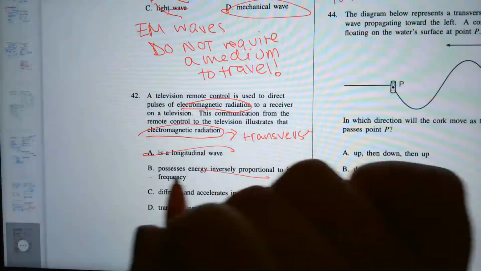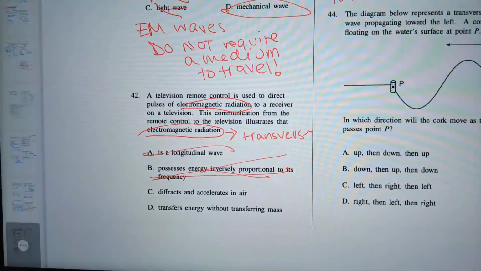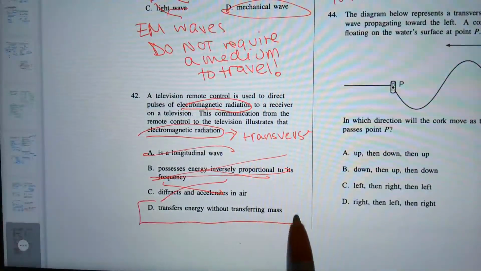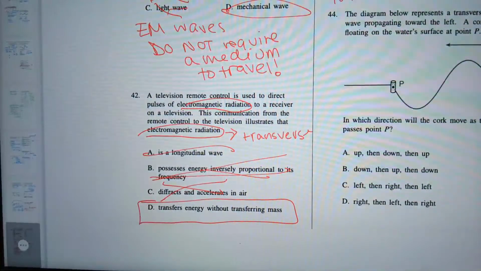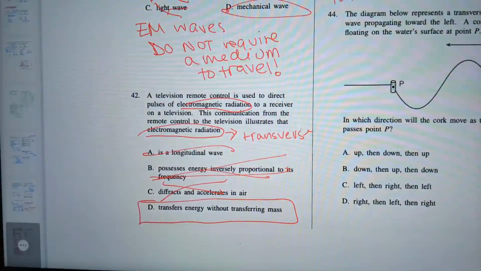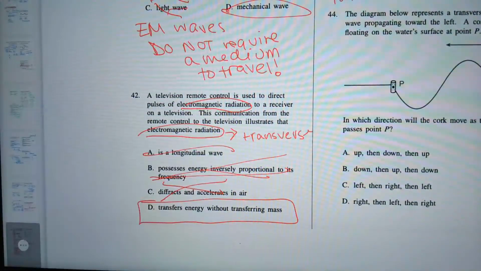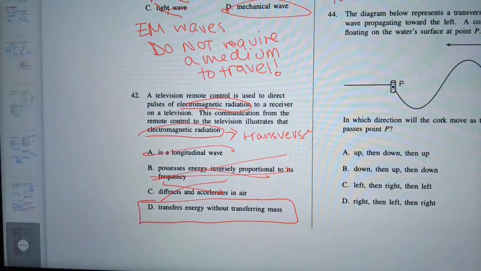That has nothing to do with this. Diffracts and accelerates in air? It has nothing to do with that. This just shows that it is able to transfer energy without ever transferring mass. So we've literally sent a beam of infrared radiation from your remote control to the TV. That energy got absorbed by the TV and got turned on.